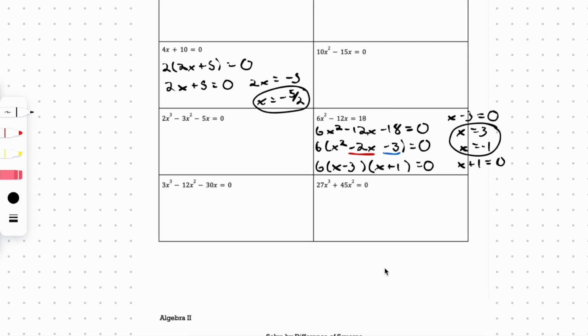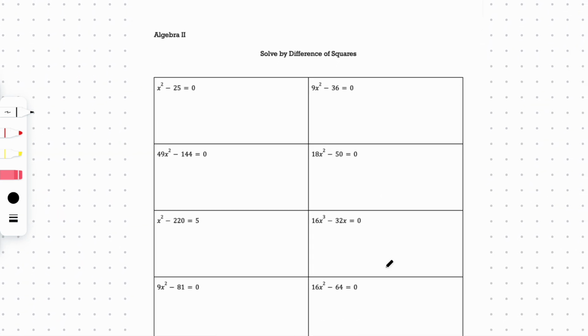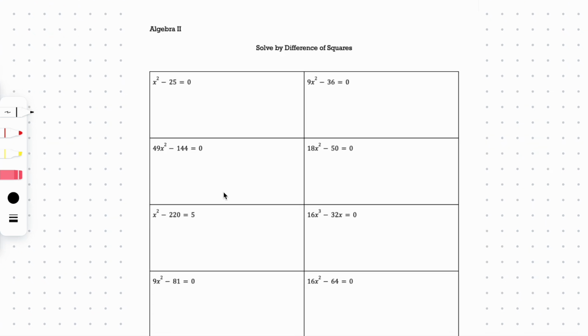Okay, great. Now let's move on to solving by difference of squares. You'll notice that in difference of squares problems, we don't have a b term, right? We don't have something in the middle. We only have two terms.